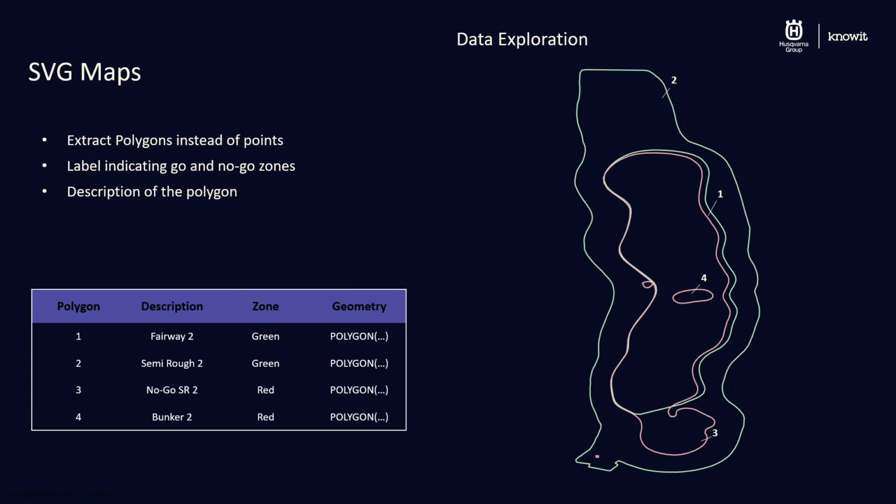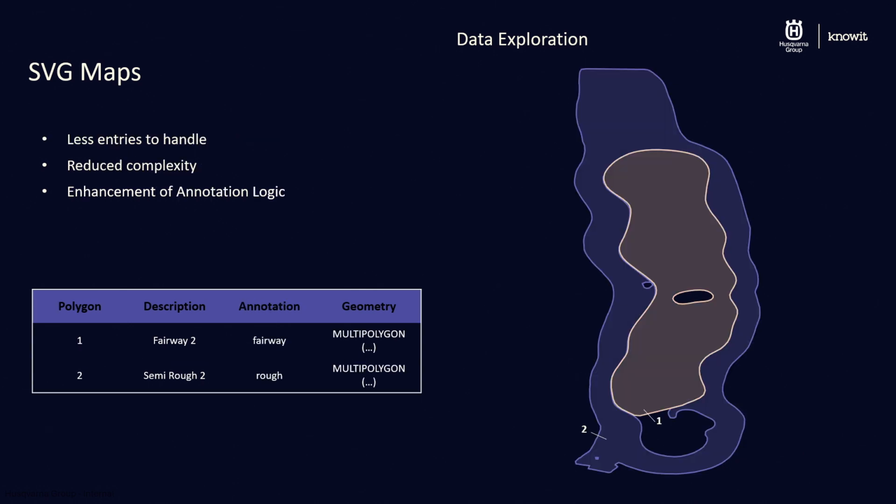So what is so special about the SVG maps? First, we can extract polygons and not points. Each polygon is coming with a label indicating if a mower can operate or not operate there. Moreover, each polygon is coming with a description in natural language describing its purpose. So we can combine these 4 polygons that we have here into 2 very well-defined annotated polygons.